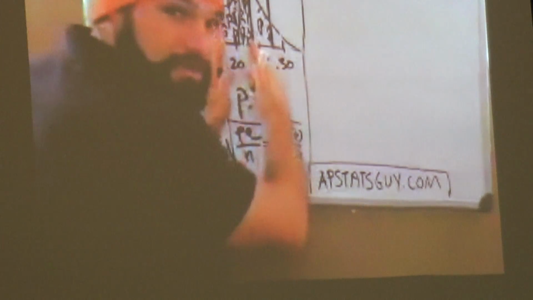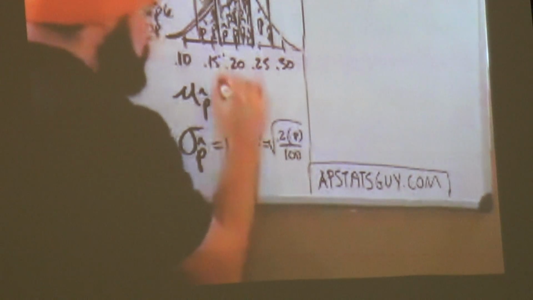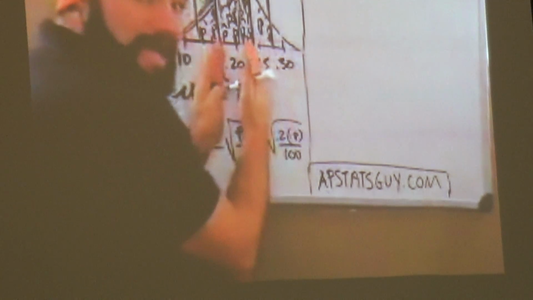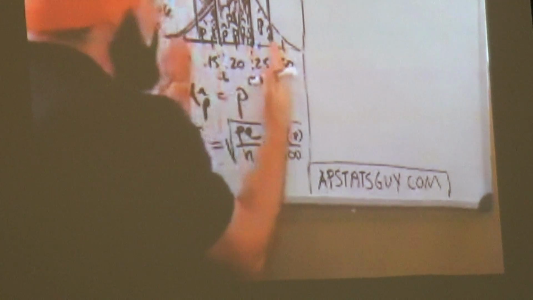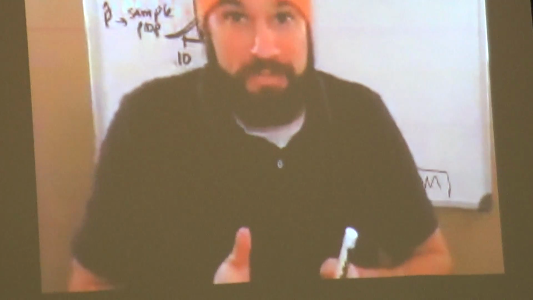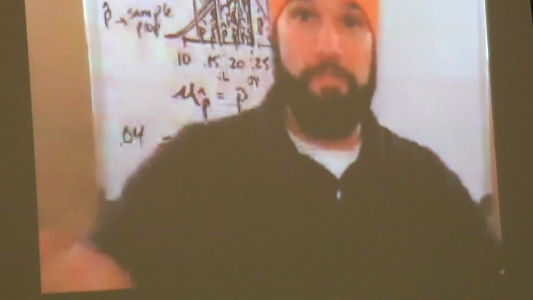About 68% of my p-hats will be between 16% and 24%. About 95% of my p-hats will be between 12% and 28%. So the same thing happens. You have 68% within one standard deviation, which is 4%. You have 95% of the p-hats within two standard deviations. Kind of cool. The other sampling distribution is, you have to imagine some population out there.